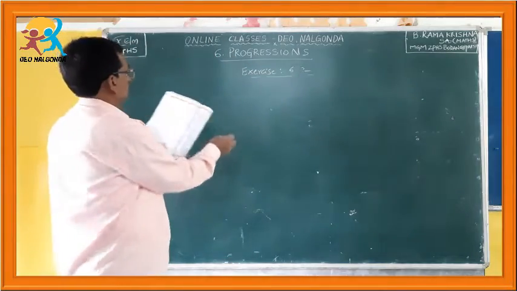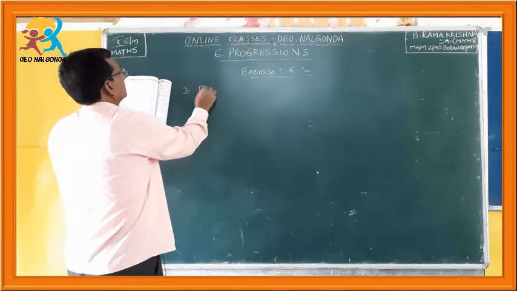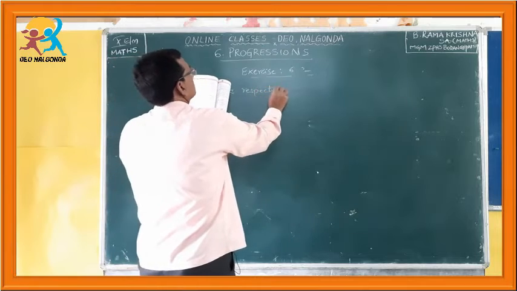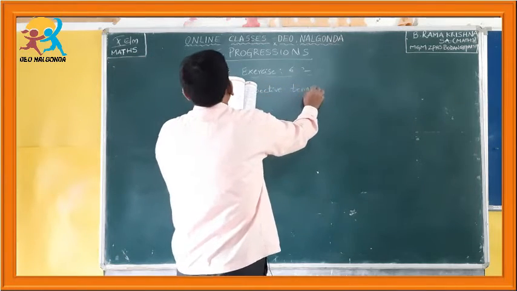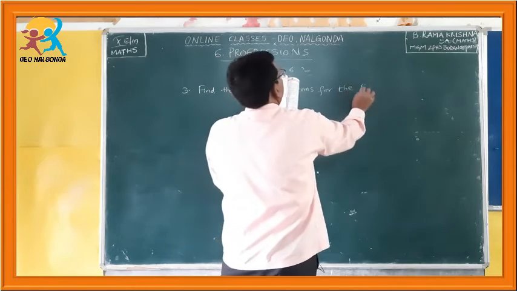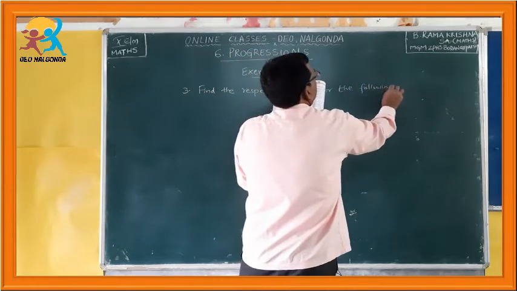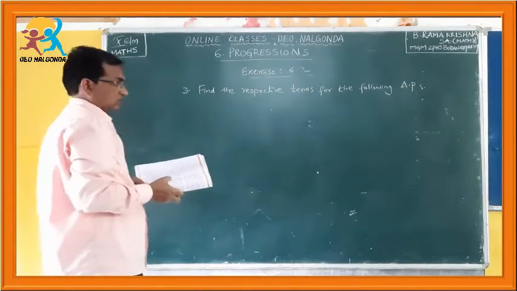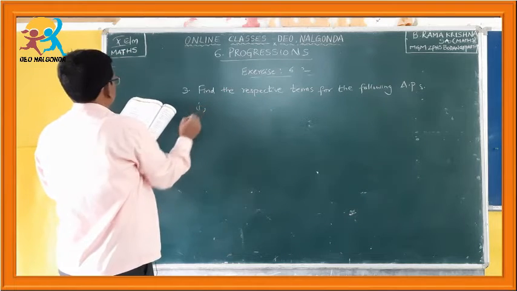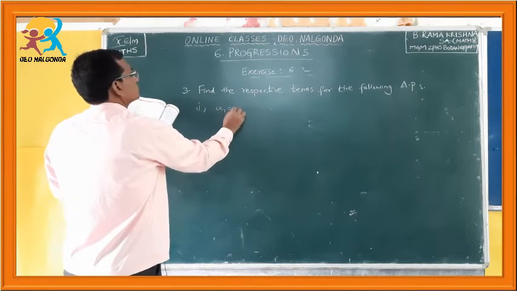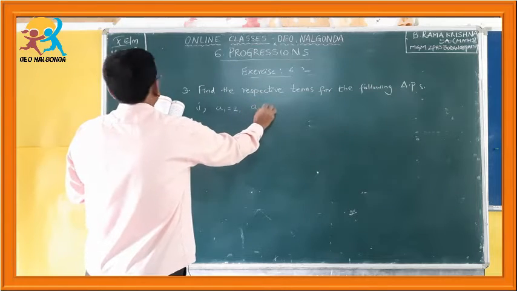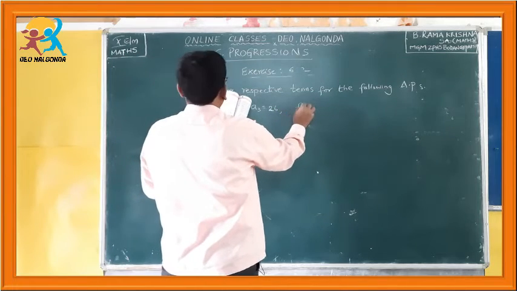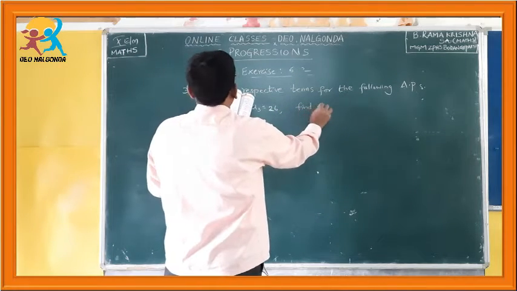I will read it for you. So, the third question is: find the respective terms for the following APs. APs means arithmetic progression. Find the respective terms for the following APs. The first one is given as A1 is equal to 2, A3 is equal to 26, and he is asking us to find out A2.